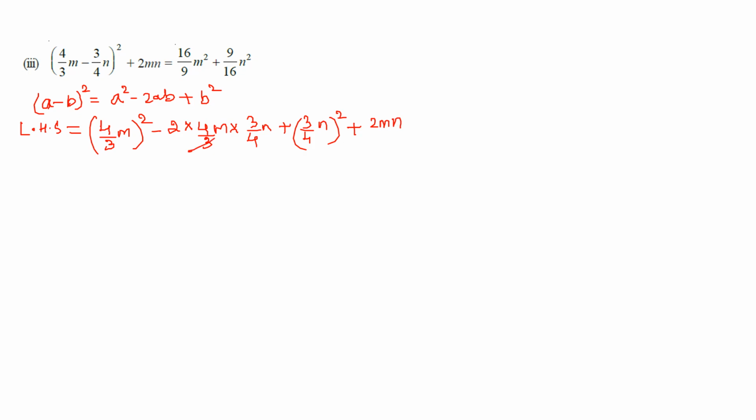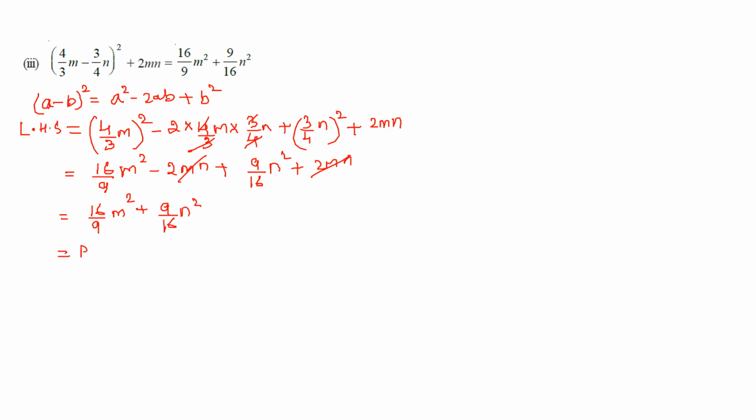Now if you see here 3 and 3 I can cancel, 4 and 4 I can cancel. Now (4/3 m) whole square. So 4 square is 16, 3 square is 9, m square minus 2mn plus 3 square is 9, 4 square is 16, n square plus 2mn. Now minus 2mn and plus 2mn you can cancel. So it will be 16/9 m square plus 9/16 n square, and this is equal to your RHS. Okay, so third question is also LHS is equal to RHS.